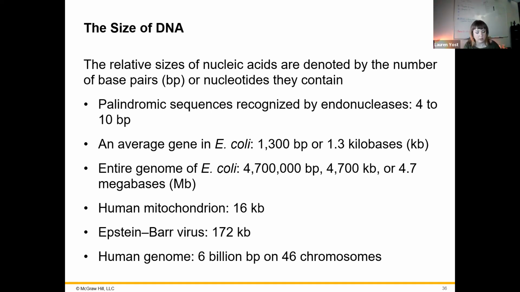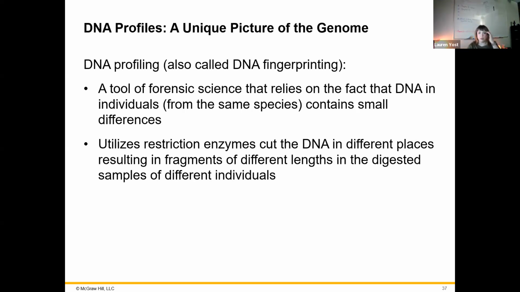And then she's just comparing the size of things from here on out. But you guys do need to know the difference between base pairs, kilobases, and megabases, so that if I were to ask you which one's the biggest, you would know.